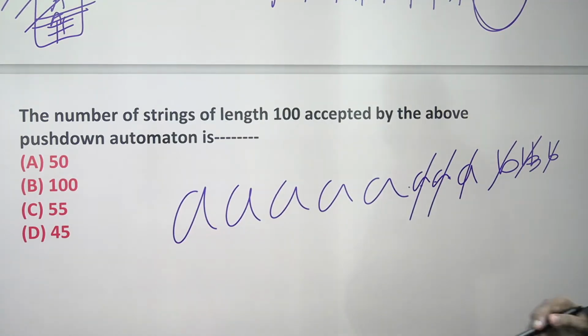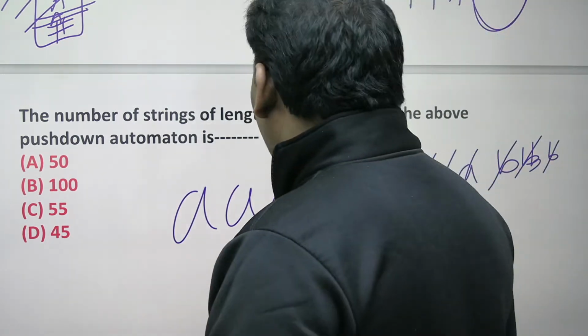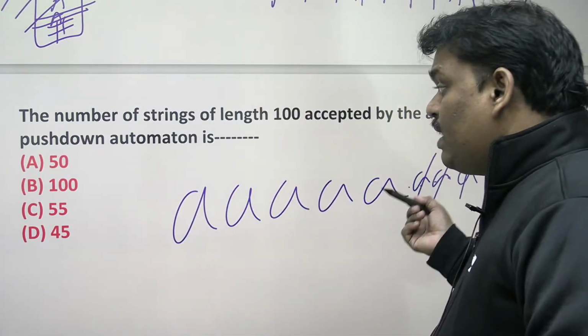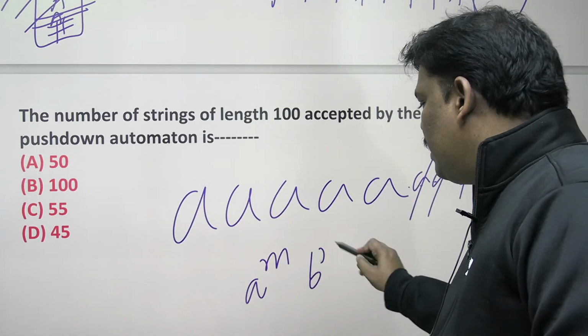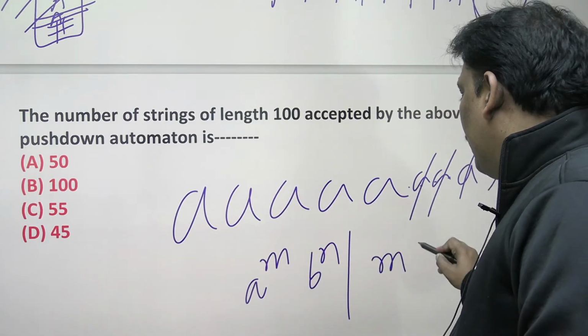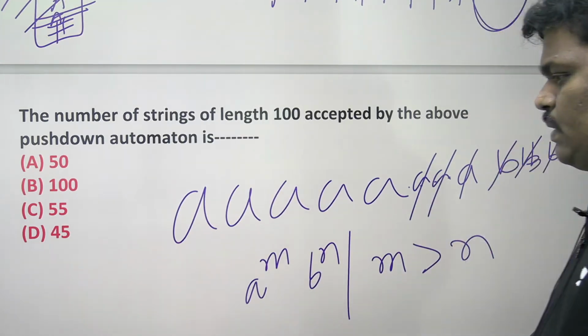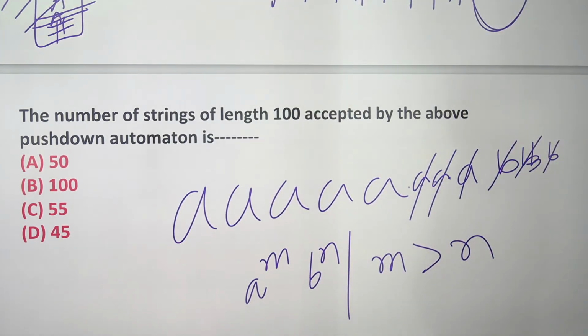So this language, if you observe clearly, is A power M, B power N, where M is greater than N.